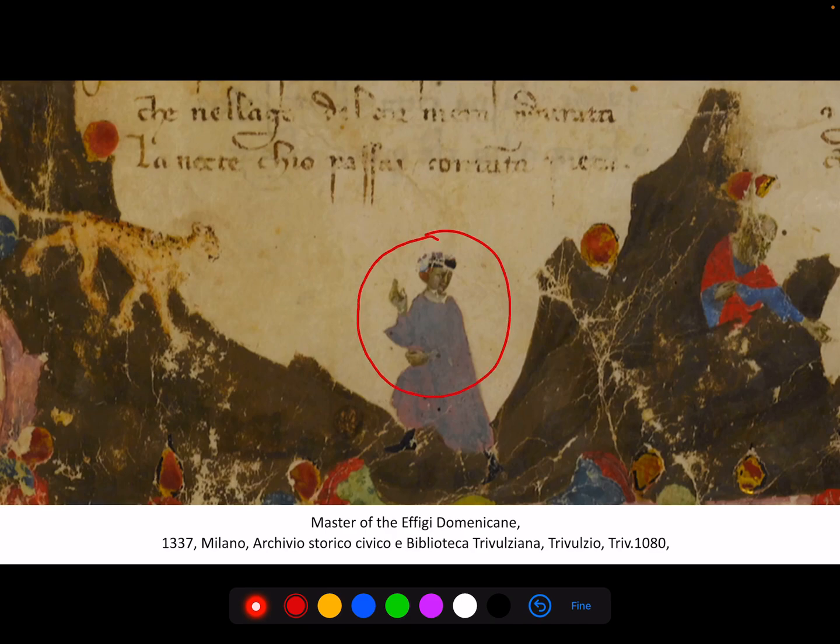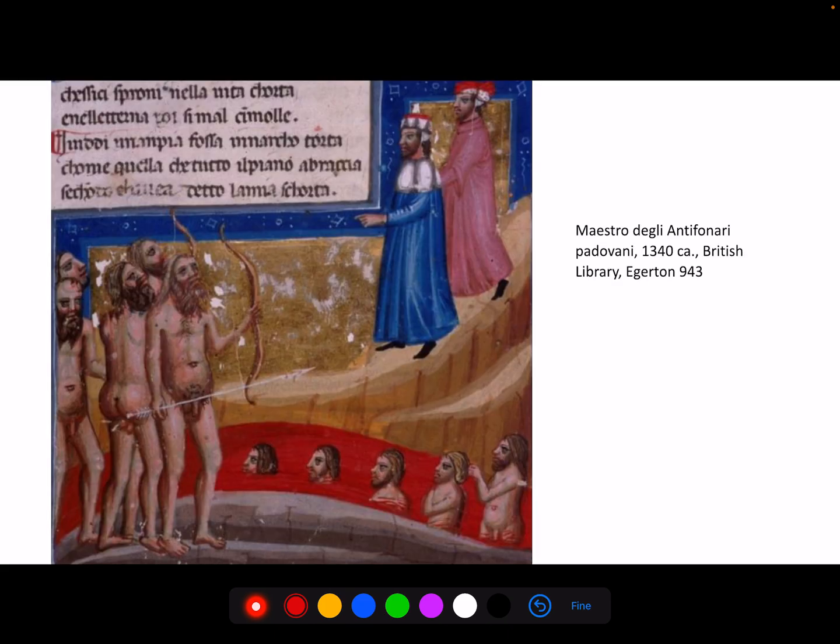Here we can see Dante, Virgil, the leopard, and here we can see how Dante has red hairs, but no beard, not long nose, nothing about a realistic portrait. We can see bearded Dante Alighieri and dressed in red in this manuscript in London, Egerton 943.